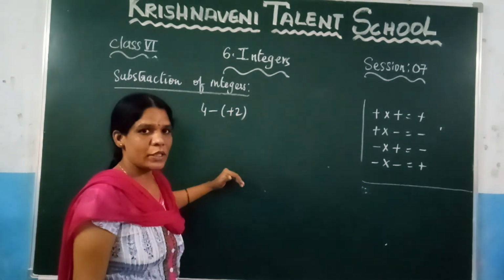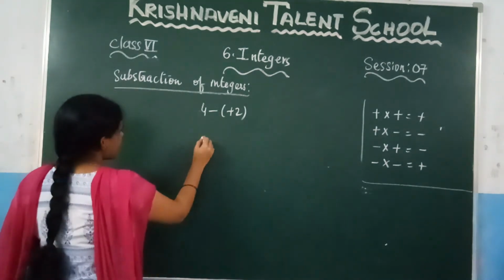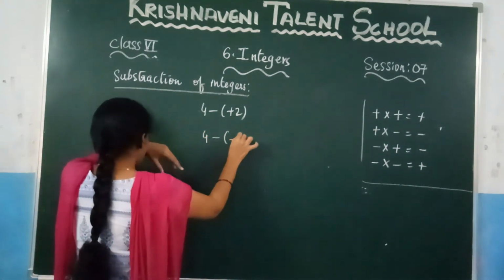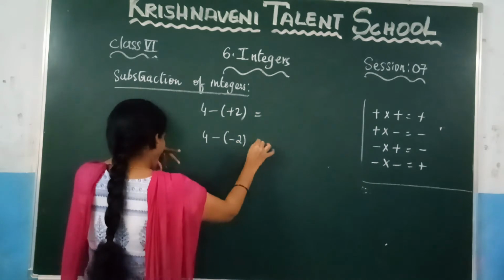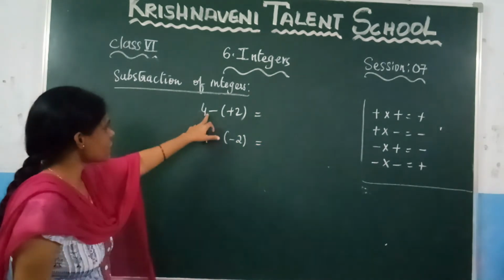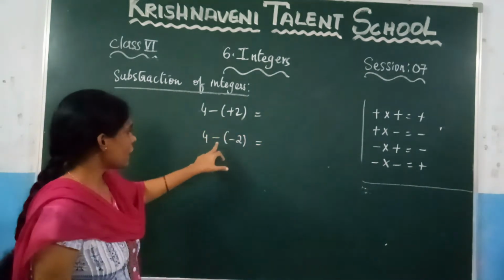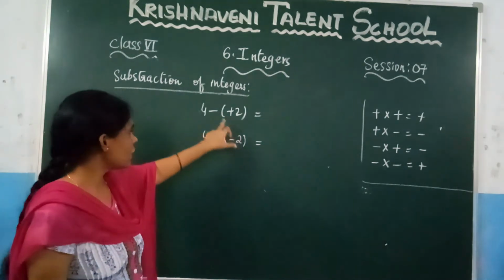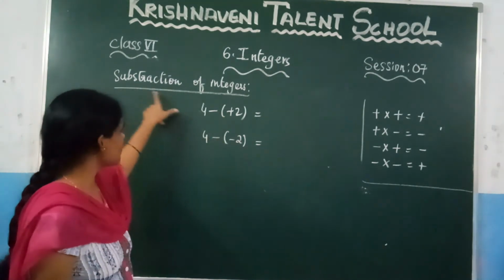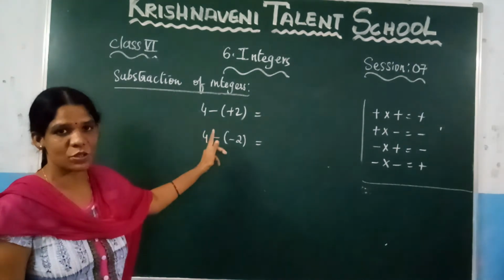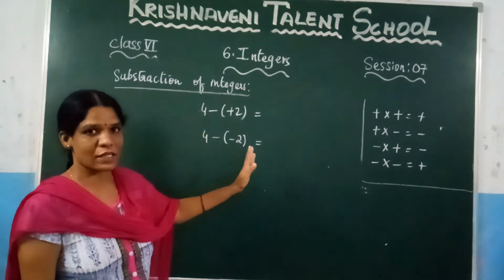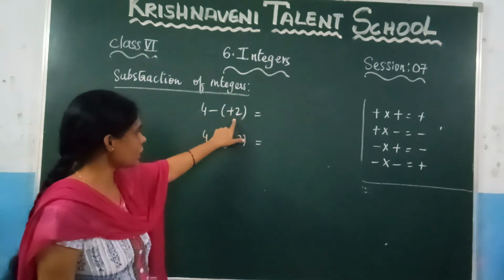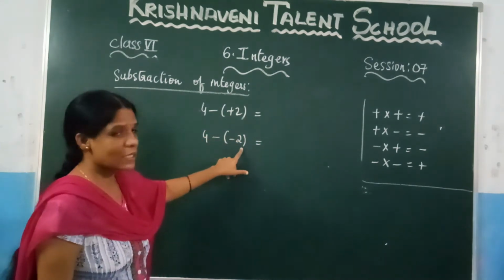Now consider one more example: 4 minus of minus 2. Here we are subtracting a negative integer. What we are doing here is the operation of subtraction, because we are talking about the subtraction of integers. We are subtracting a positive integer in the first case, and we are subtracting a negative integer in the second.